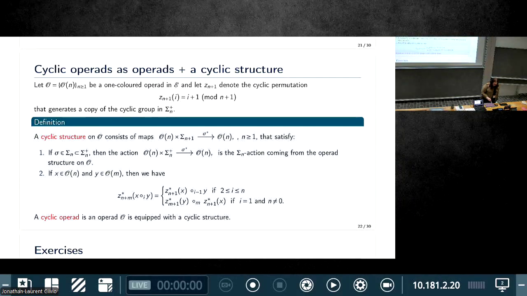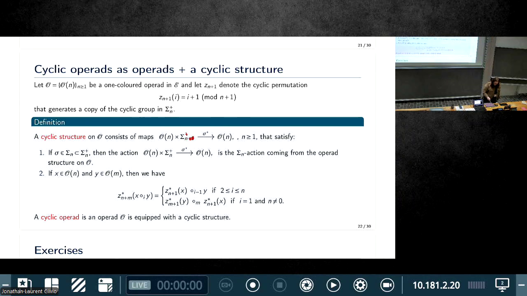If I define a cyclic structure on a regular operad O to be some kind of extended symmetric group action on my O(n), so I'm extending the regular Sigma_n action to a Sigma_{n+1} action on my n-ary operations. And I want that to satisfy some conditions. If I live in just the regular symmetric group, in the subgroup, then I just want the operad action.